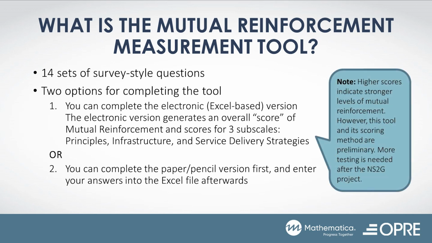Just a note here that we have designed the tool so that higher scores indicate stronger levels of mutual reinforcement, but the scoring tool and the methodology are preliminary and not yet validated. While we assume improving scores coincides with strengthening mutual reinforcement, we do not yet know what scores translate to emergent, strong, or exemplary levels of mutual reinforcement, and some more testing is needed.